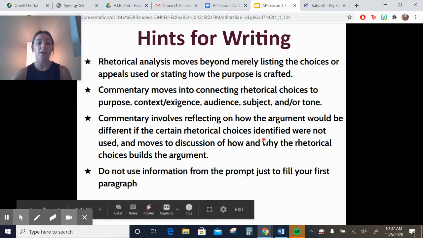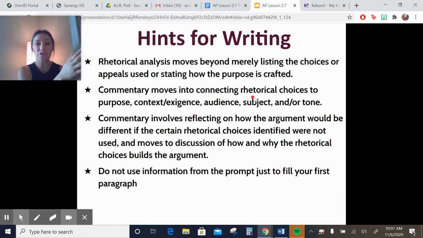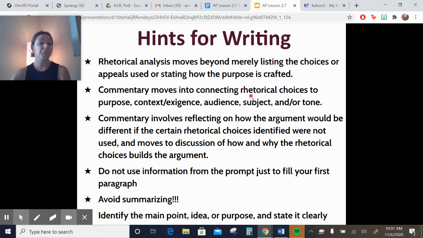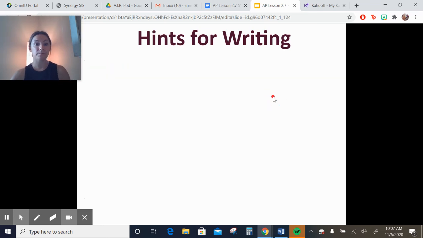Do not use information from the prompt just to fill your first paragraph. We've talked about this. I want you to move from just what the information is given to you to what assumptions you can make about the speaker and the purpose and all of those things. Avoid summarizing. Okay, AP readers do not want to see a summary. And identify the main point, idea, or purpose and state it clearly. So identify that main argument, state it, it'll help you.